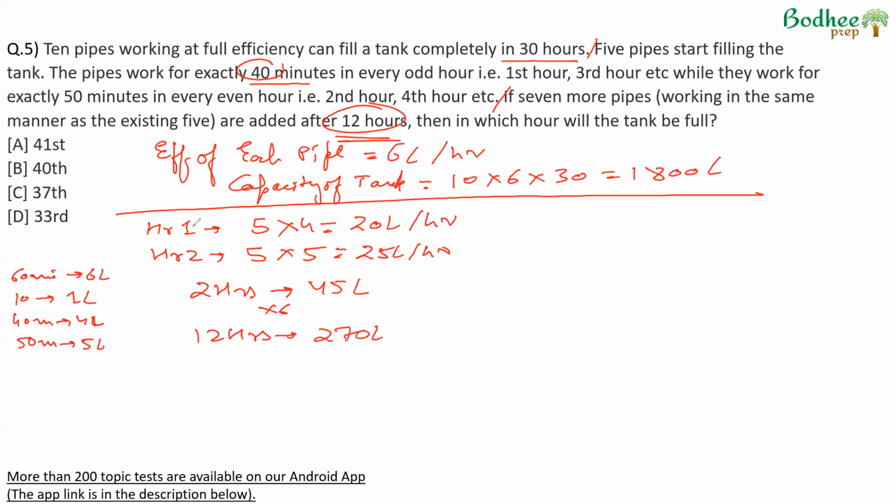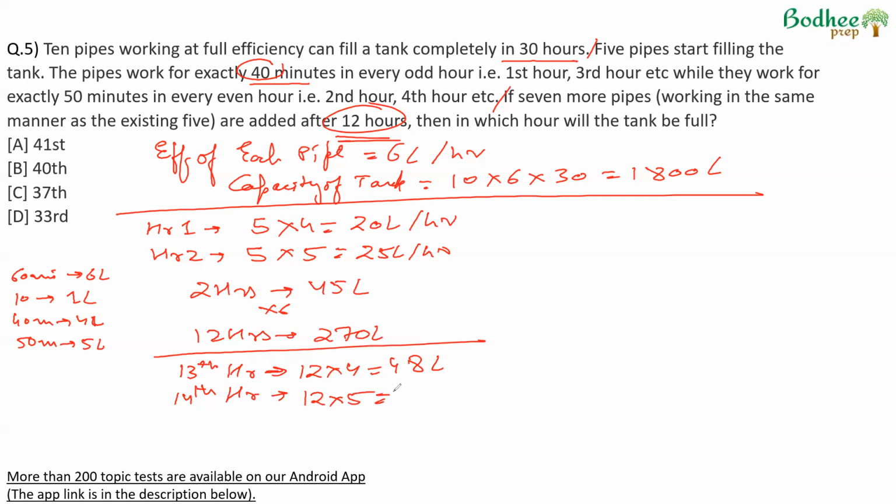Beyond this point, 7 more pipes working in the same manner are added. So after this, in the 13th hour, there will be 7 more pipes, 12 pipes working at 4 liters each. That is 48 liters will be added. In the 14th hour, we will have 12 pipes working at 5 liters each, so 60 liters will be added. So in 2 hours now, 108 liters will be added.